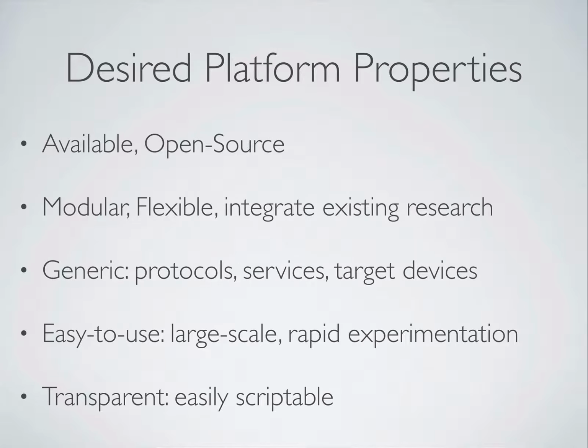The solution, instead of working on each configuration file, is to create an automated experimentation platform. This is what we are presenting. The desired properties that we would have of this platform are that it's available and that it's open source. We'd like it to be modular and flexible so that we can integrate existing research and adapt to new protocols. On a similar level, we'd like it to be generic. We're not tied to any specific protocol implementation. This allows us to add new protocols, new services, and new hardware to target devices to map to different configuration files. We'd like it to be easy to use, large scale, so we can configure large networks, and allow for rapid experimentation where we can change a component and quickly see the output result. We'd also like it to be transparent, so it's easily scriptable and visible the actions taken throughout.